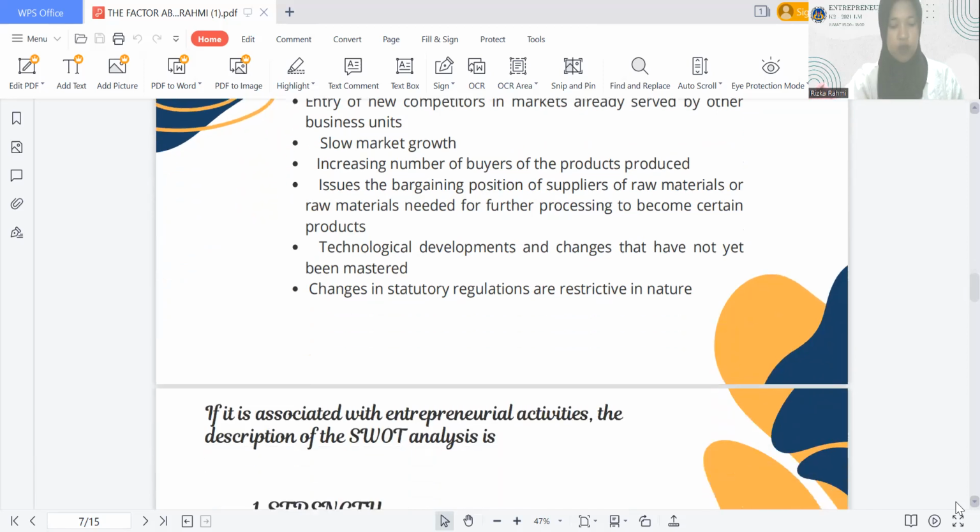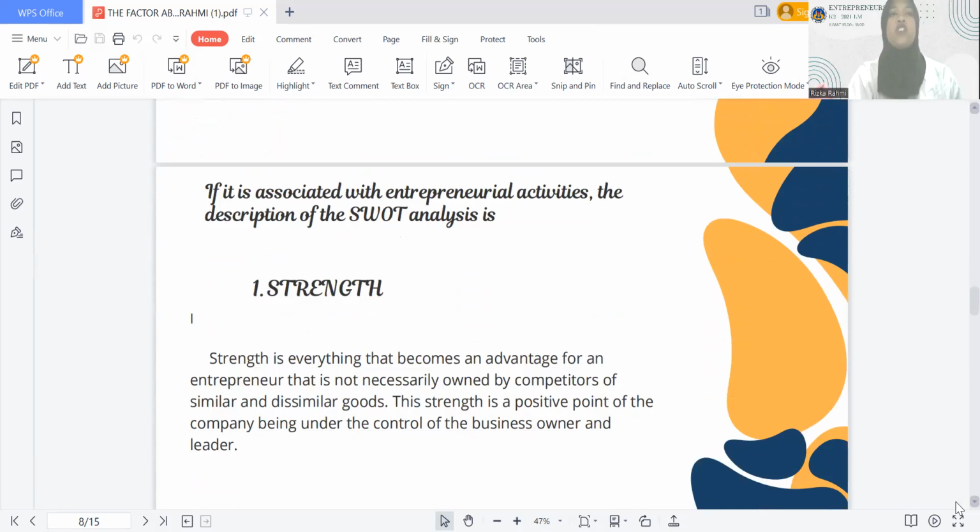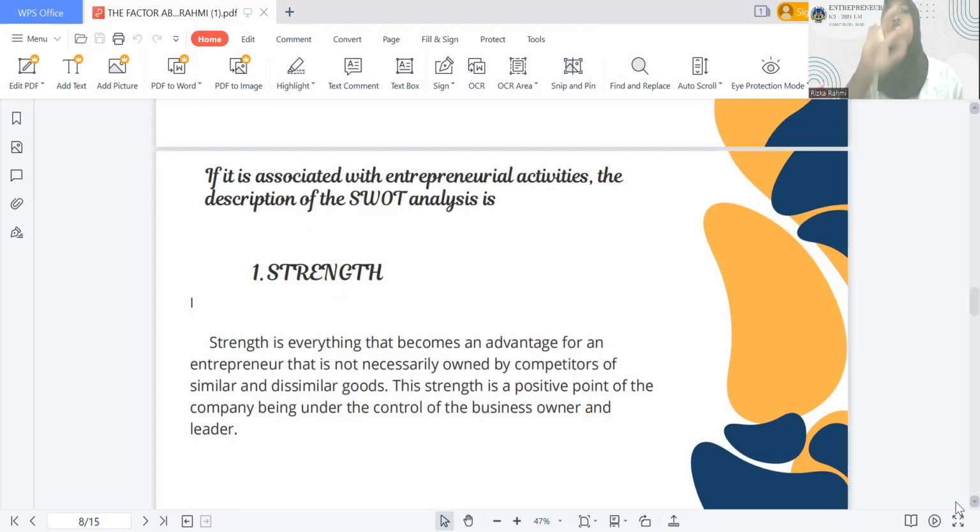Okay, the next is if it is associated with entrepreneurial activities. The description of the SWOT analysis, the first is strength. Strength is everything that becomes an advantage for an entrepreneur that is not necessarily owned by competitors of similar and dissimilar goods. This strength is a positive point of the company being under the control of the business owner and leader.